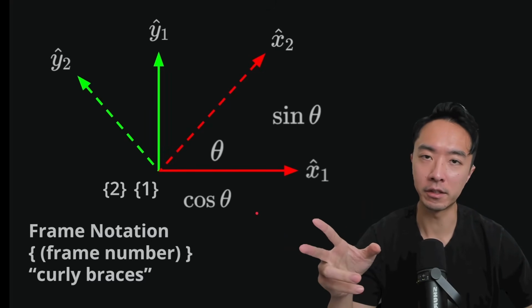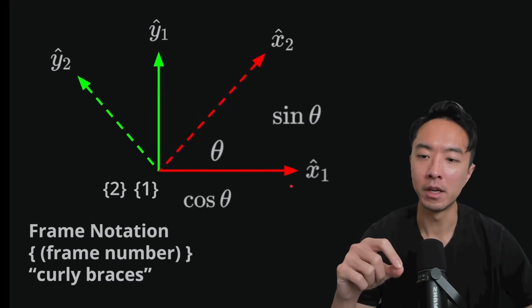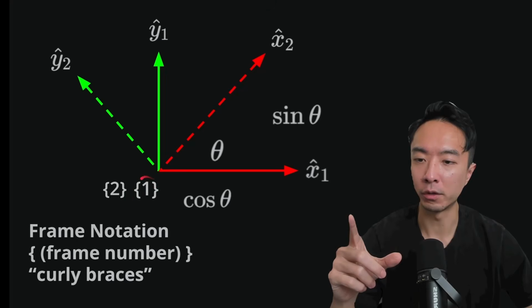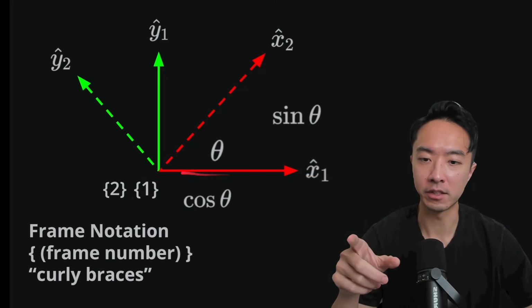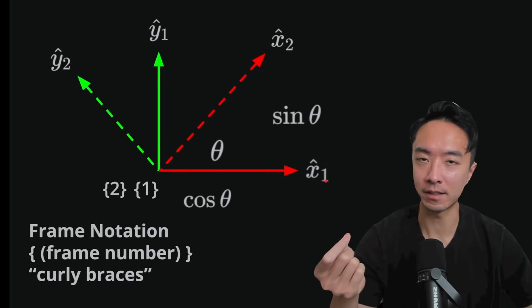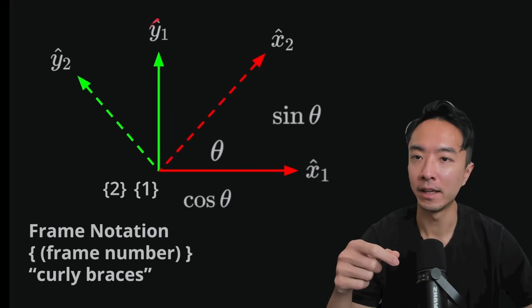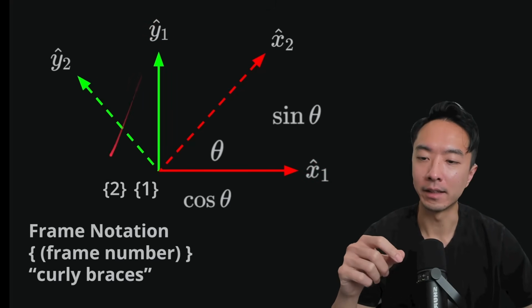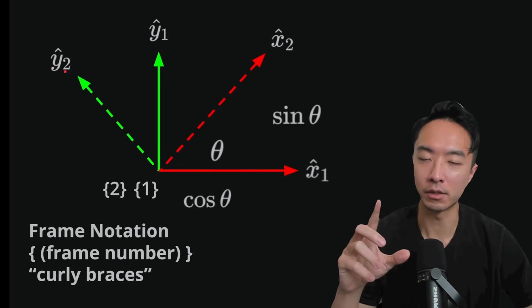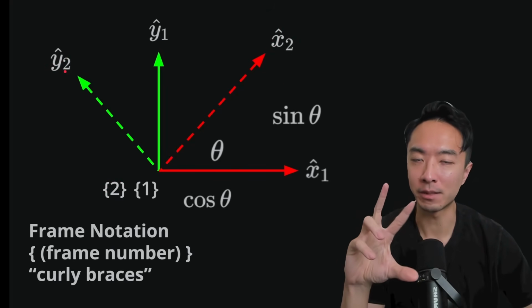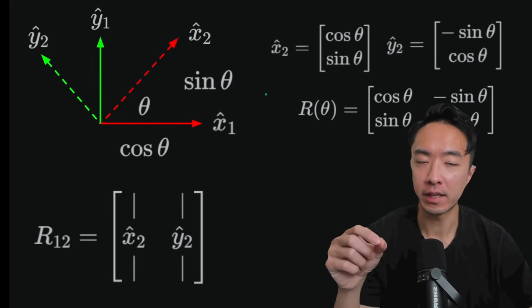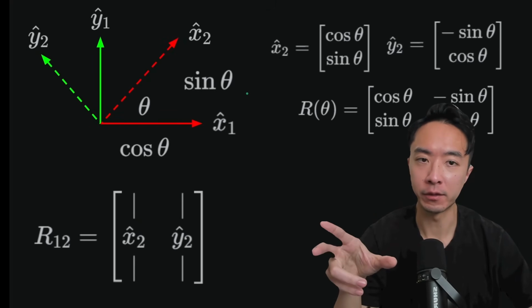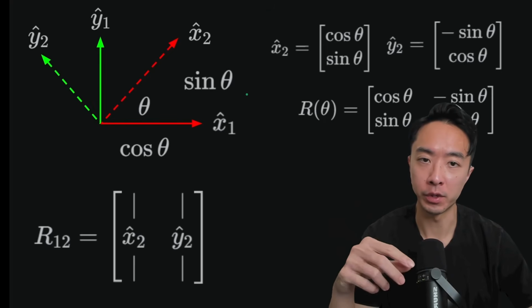So this right here is a 2D example. We have one frame, which we call frame 1 with the curly braces. This is shown using the solid lines. For the axes, we have x1 hat and y1 hat. And the second frame, frame 2, this is x2 hat and y2 hat. So the idea is this frame has been rotated by an angle theta. So now the question is, how do you express this rotated frame relative to the original frame?